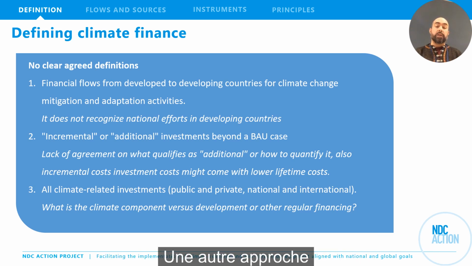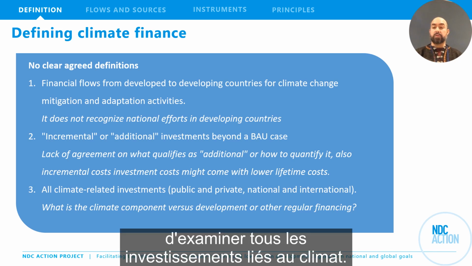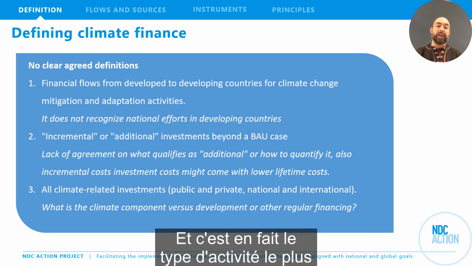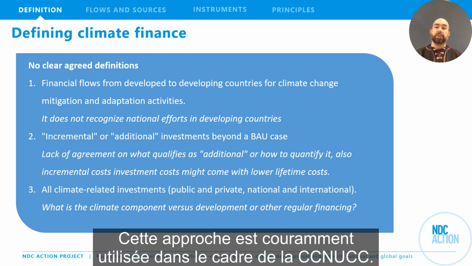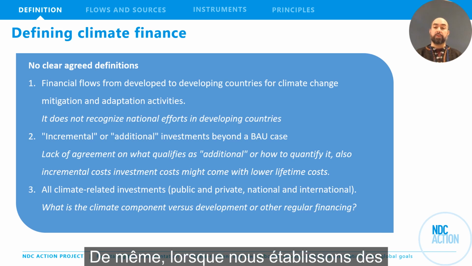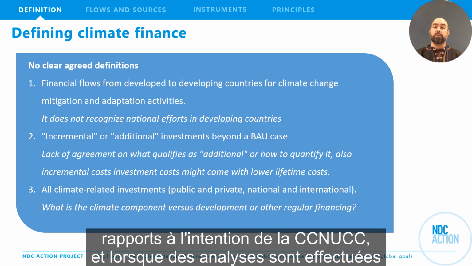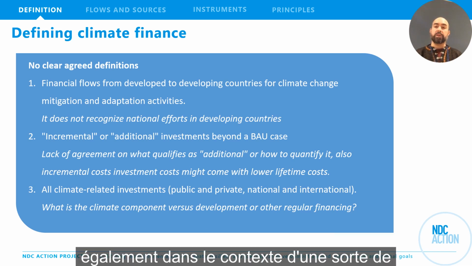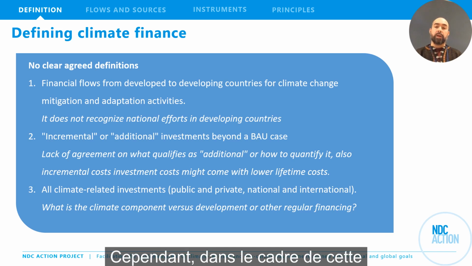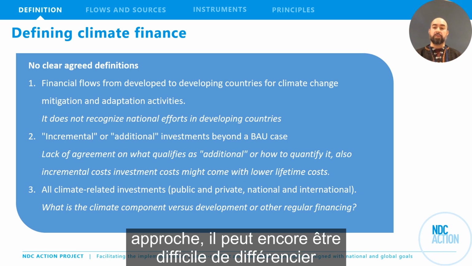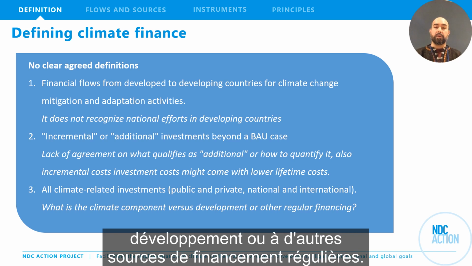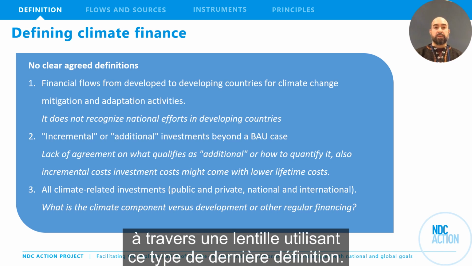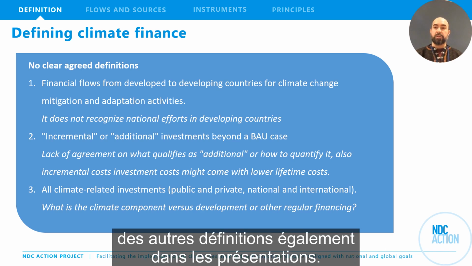Another approach or definition is to look at all climate-related investments, so talking about both public and private, and both from national and international sources. And this is actually the most commonly used approach in the context of the UNFCCC, also when we do reporting to the UNFCCC, and also when there is analysis done by international institutions that seek to map climate finance, also in the context of global trends towards low carbon investments. But still, under this approach, it can still be hard to differentiate the climate commitment versus development or other regular finance sources. But we will look at climate finance through a lens using this last definition, but we will touch upon some of the aspects of the other definitions also in the presentations.